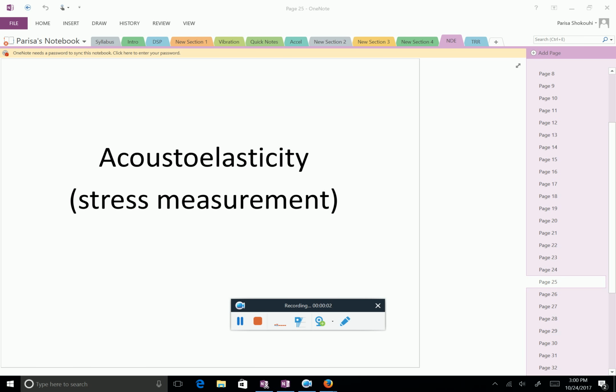The application is stress measurement. How do we define these? Does anyone know how to define acoustoelasticity in one sentence from last time?